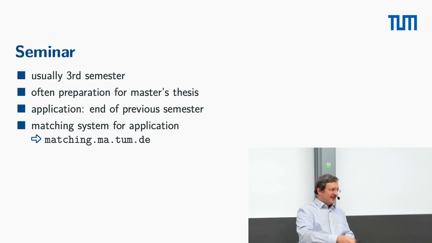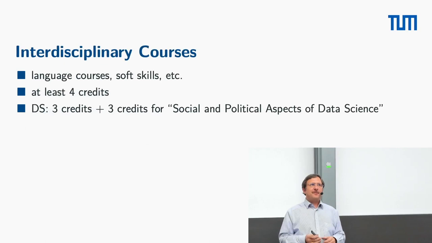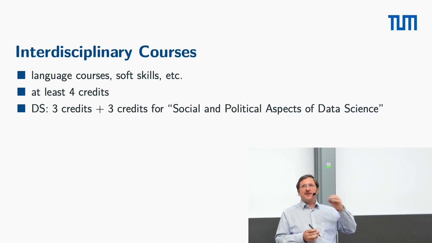Right, I've talked about interdisciplinary courses already, so not much I'll have to add there. I already said, usually it's language courses, soft skills courses, and you need at least 4 credits in those. And for data science, please be sure to watch out, you need 3 credits for social and political aspects of data science. There's a specific catalog of interdisciplinary modules that fall into that category. So be sure to take enough courses from that category to complete your program.